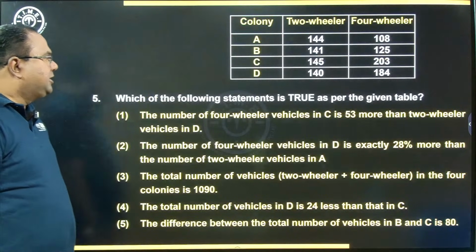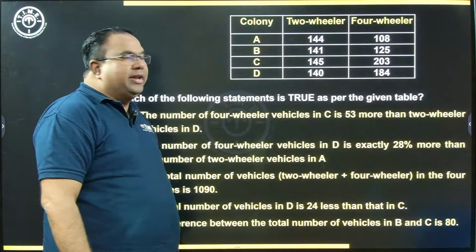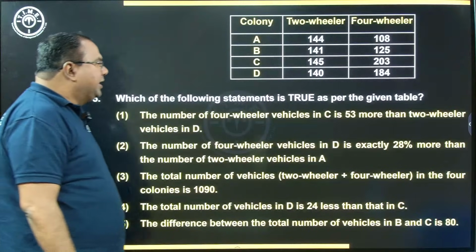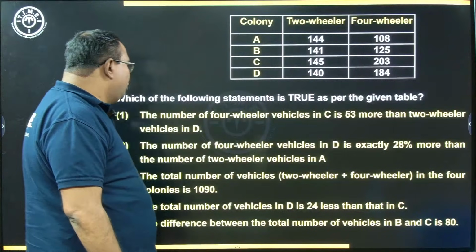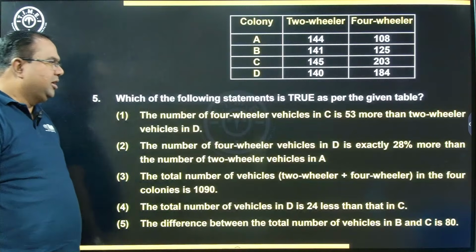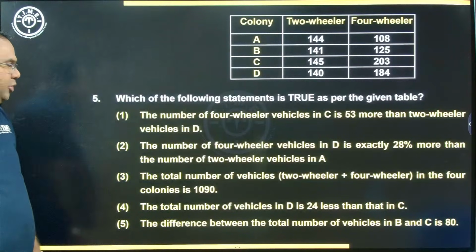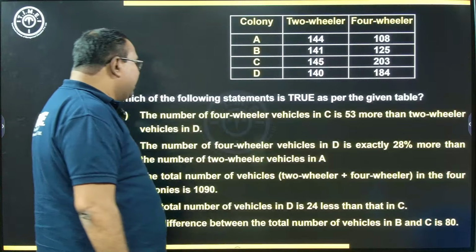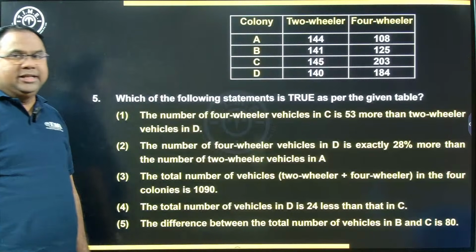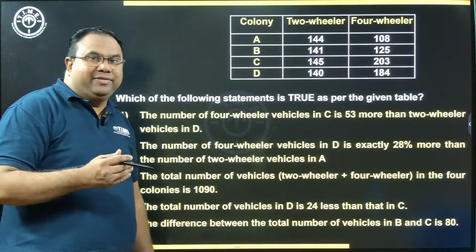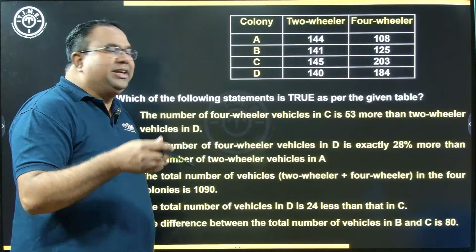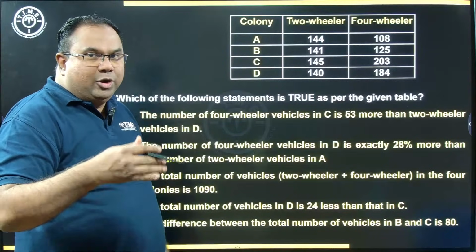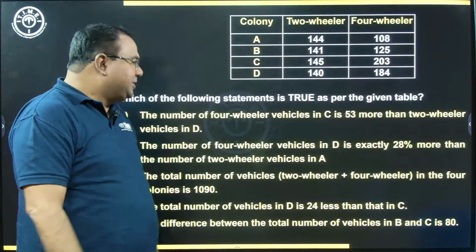Okay, which of the following statements is true as per the given table? Number of four-wheelers in C, 53 more than two-wheelers in D. It is only calculation, just subtraction and addition only. Number of four-wheelers in D, exactly 28% more than two-wheelers in A. This is percentage calculation. I will not do in sequence. Percentage calculation will take little time. So what we do is we will push it to the end. I will do all simple calculation statements first, right?